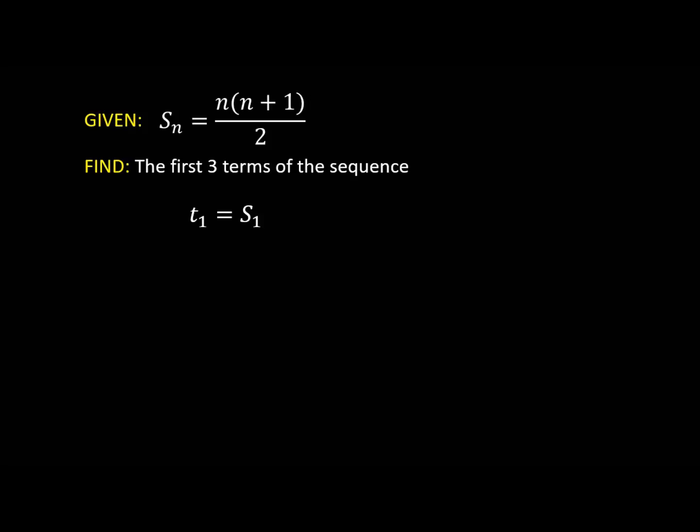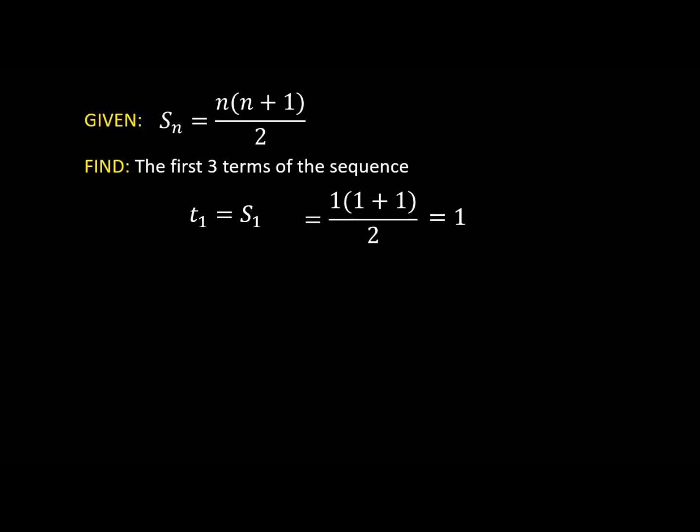So how do we find out T1? We simply find out S1 by plugging in 1 in place of n in the given formula. So wherever there is n, we are going to put 1 and then calculate and see what we get. So S1 will equal n into n plus 1 upon 2, which is 1 into 1 plus 1 upon 2. And if you calculate that, you get 1. The answer is 1. So the first term we know is 1.